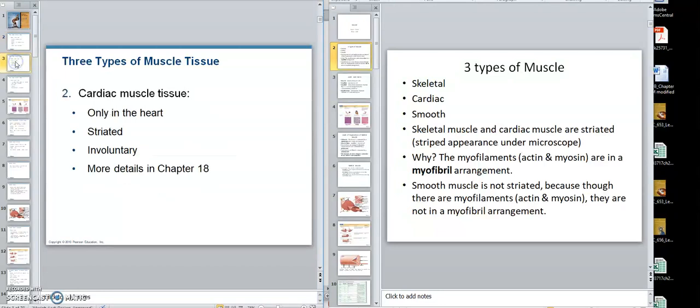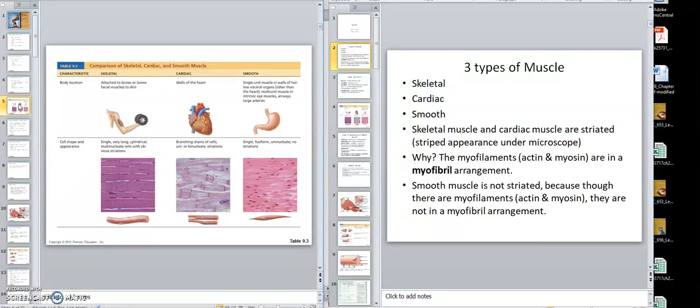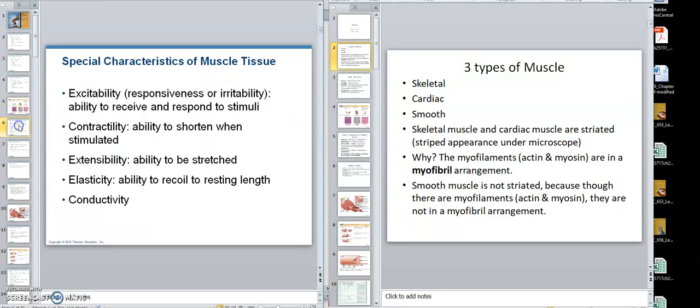So we said that you had cardiac, smooth. Here's a picture again of that particular aspect. Okay, so we go here now. What are the special characteristics of muscle tissue? Excitability. You can stimulate it. As a matter of fact, you cannot get a muscle contraction of skeletal muscle without stimulating it.